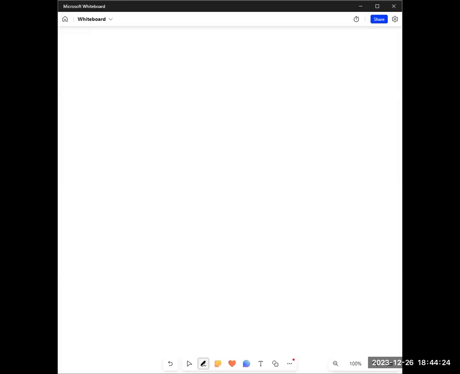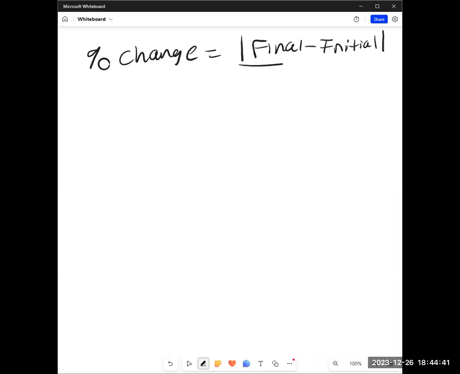So what we're going to see is a formula: percent change is equal to the absolute value of final minus initial, divided by initial, times 100%. Okay, so let me try and write that a little better.